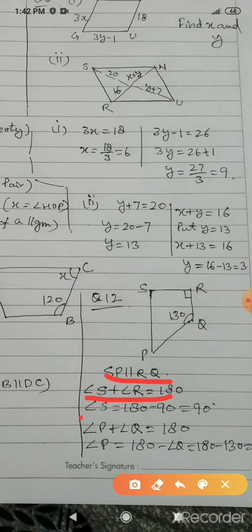Here we can easily find out S is equal to 180 minus 90 is equal to 90, as angle R is given 90 degrees. P plus Q is equal to 180, again the same property is used here, and angle P is equal to 180 minus 130 is equal to 50.